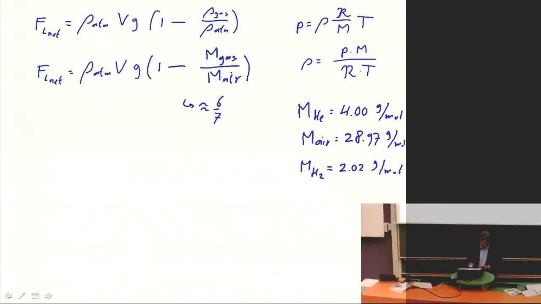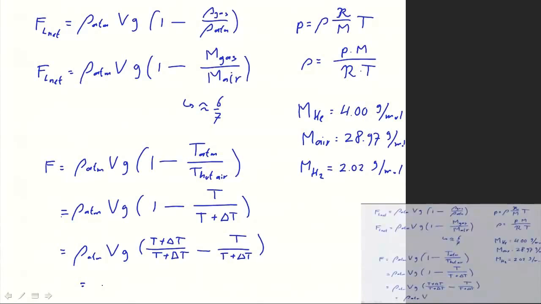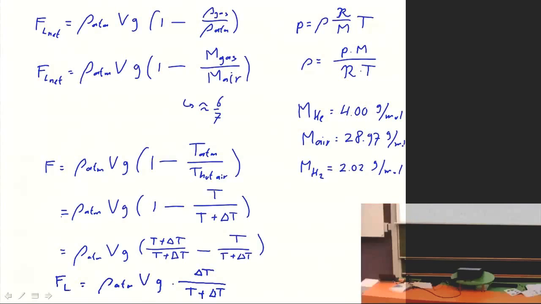And this would be equal to rho atmosphere times V times G times the increase of temperature divided by the temperature plus the increase of temperature. So here we see the formula, the lift formula for hot air. And we see now that the ratio of molar masses is replaced by the ratio of the increase of temperature over the temperature plus the increase of temperature.